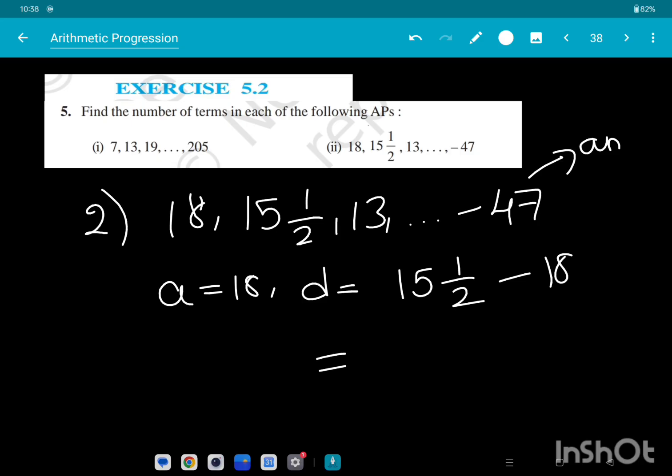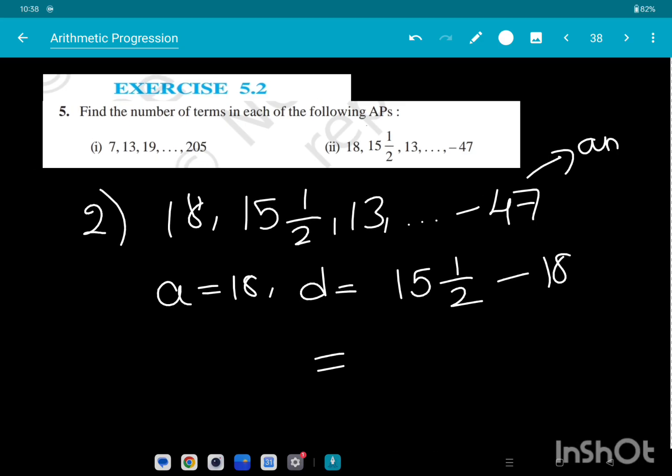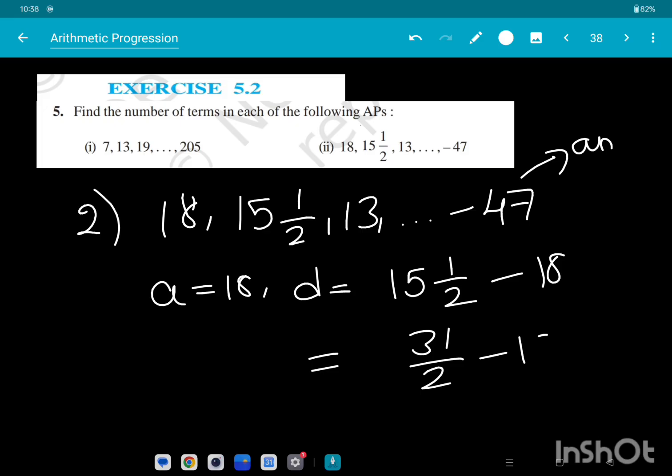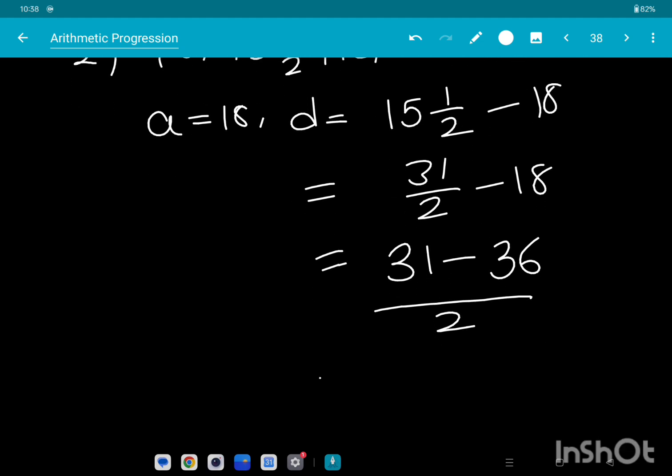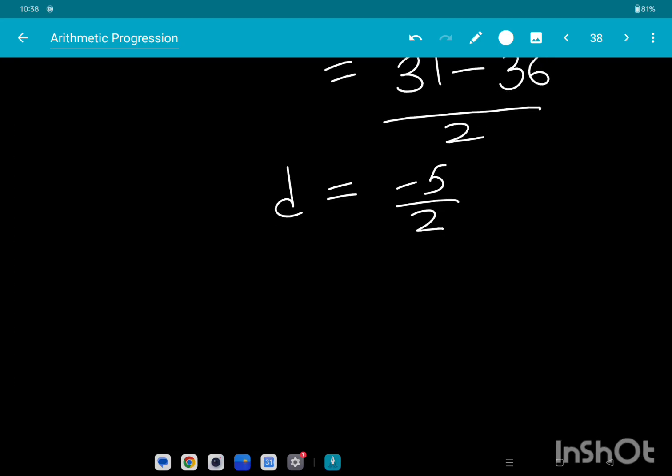So how can I find this? 15 2s are 30, 31 divided by 2, minus 18, is equal to 31 minus 36 divided by 2, which means minus 5 by 2 is the d value. So the first term is 18 and the common difference is minus 5 by 2. Now I am going to solve this. How can I find?